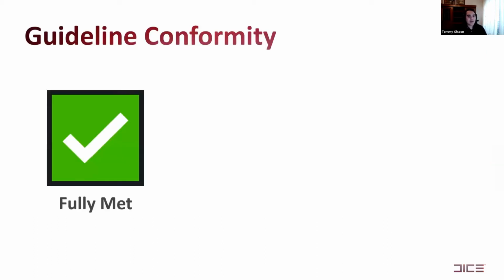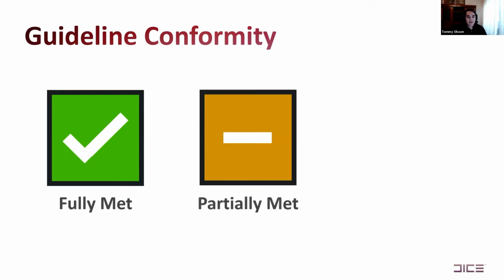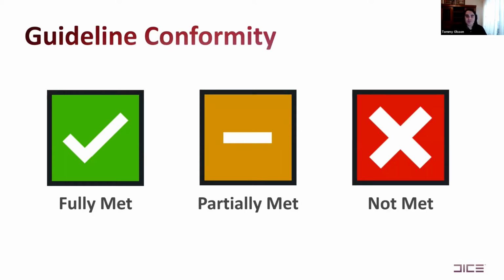And this new method allowed us to identify and document the level at which an accessibility guideline was met. This is what we call a guideline conformity. If the guideline conformity is fully met, this means that the current feature is fully carried out in the way that's recommended by accessibility research. If it's partially met, it means that only some or part of the feature works as recommended. And if it's not met, it means that the feature does not exist at all.